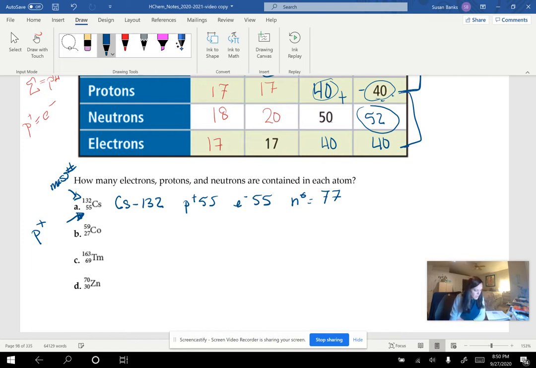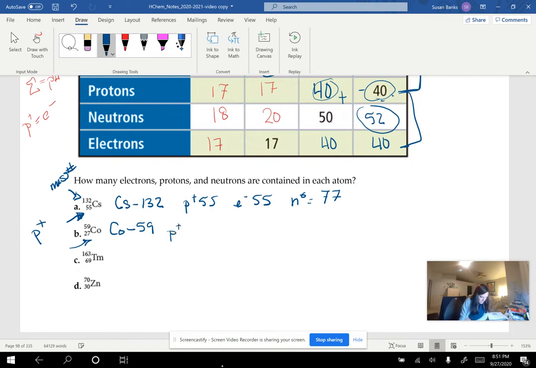Okay, so I have cobalt 59. The other way that I could write this would be cobalt with a dash 59. Now, remember the bottom number is always the proton number. So this would give me 27 protons. It would also give me 27 electrons. Neutrons, mass number 59 minus 27, the atomic number, will give me the neutrons. So that will give me 32 neutrons. How'd you do on that?